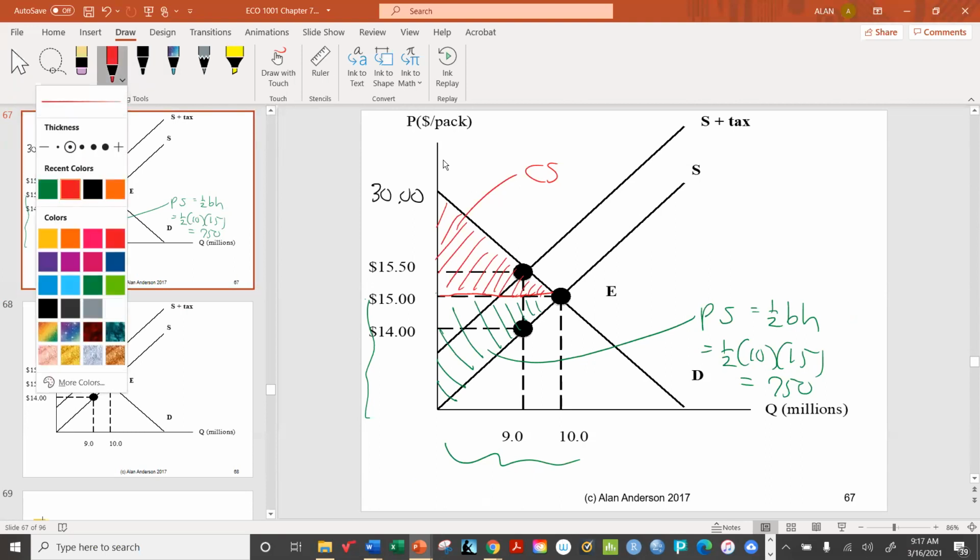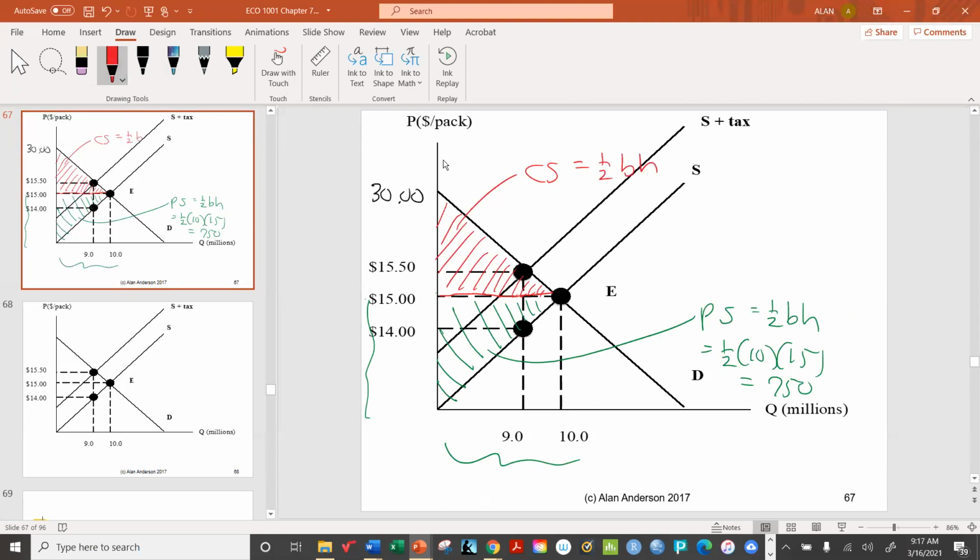So then for up here, we would have had 1/2 base times height. The base is 10 and the height is 15. And that's also 700 and, wait, no, it's not. It's 75. What am I doing? It's 75. So they're each at 75. Now, what happens as a result of the tax? Remember, consumer surplus is everything from the price line up to the demand curve. Producer surplus is everything from the price line down to the supply curve.